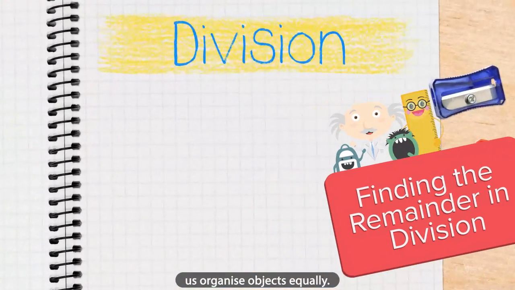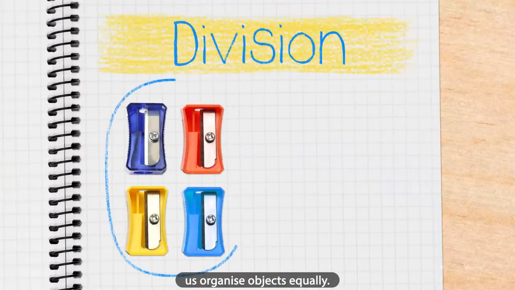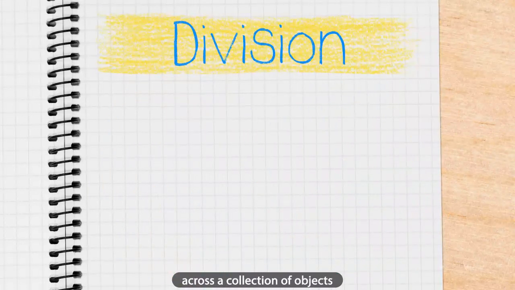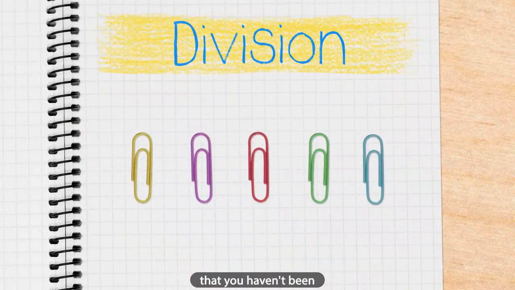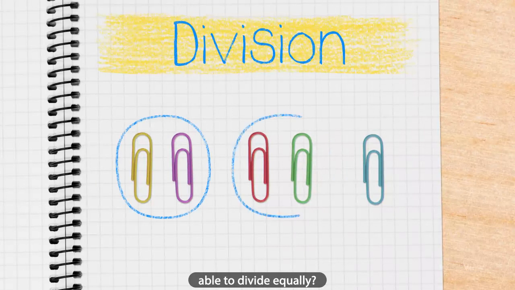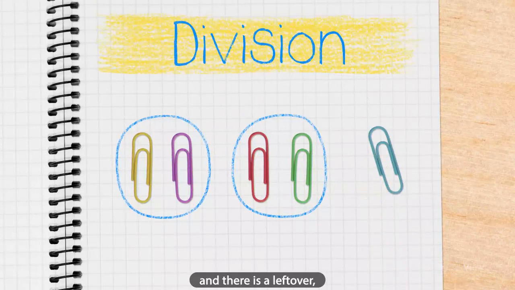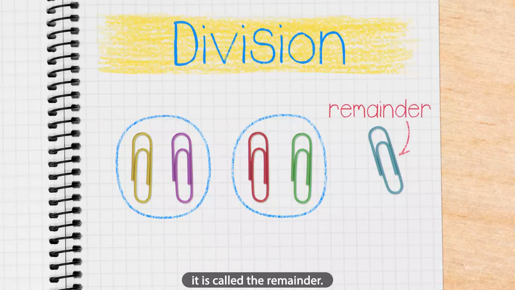Division helps us organize objects equally. But have you ever come across a collection of objects that you haven't been able to divide equally? When you divide a collection and there is a leftover, it is called the remainder.